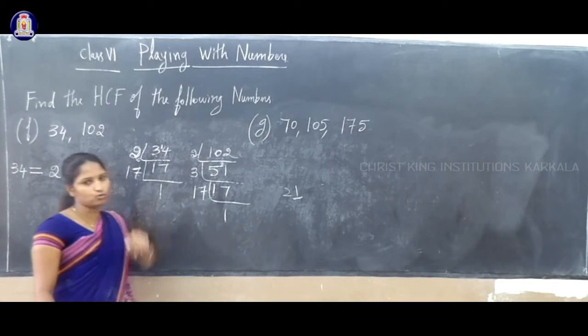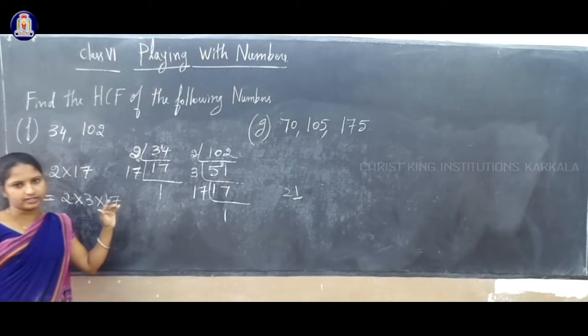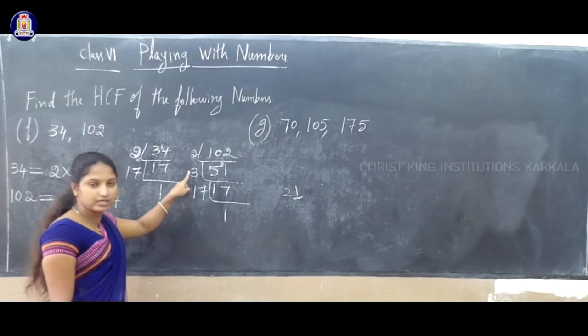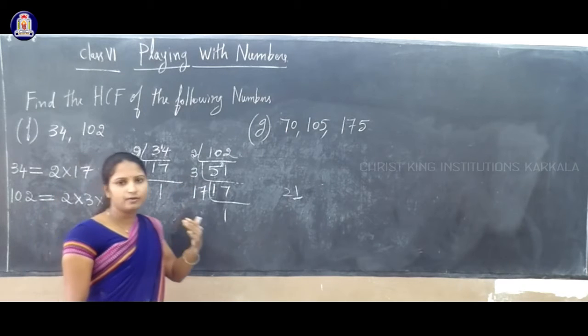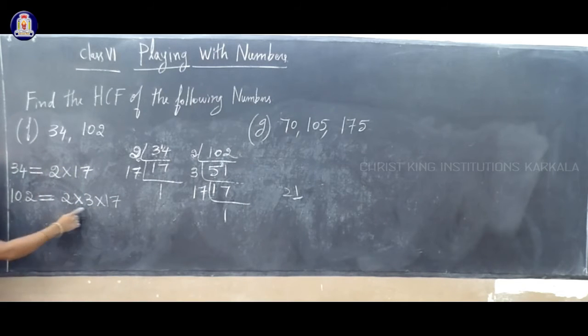Similarly 102. See, we can write like this. 102 is equal to 2 into 3 into 17. Clear? So that means every composite number can be expressed as a product of primes. 2 is prime, 3 also prime, and 17 also prime number, right? So 102 can be written as 2 into 3 into 17.